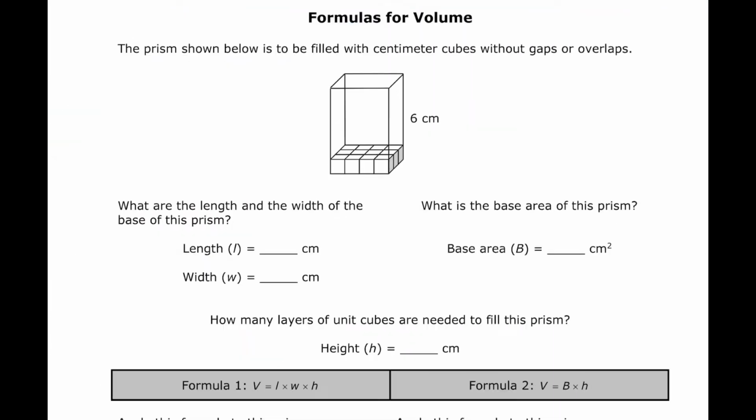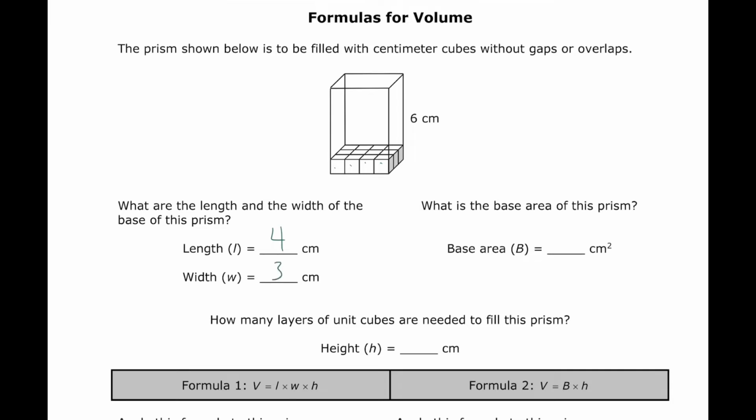All right, so now we've looked at some examples on how to calculate volume and how volume works. Let's compare the formulas from 5th grade and 6th grade. So here I have this prism. They're going to fill it up with centimeter cubes, and there's no gaps, no overlaps. It says here on the left side, what are the length and the width of the base of the prism? So the length is 4 centimeters. My width, 3 centimeters.